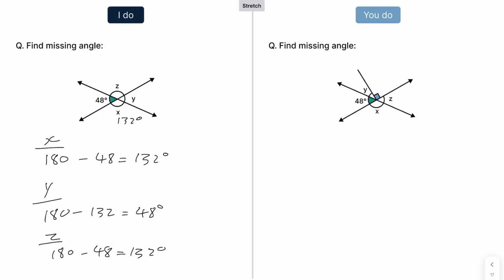Okay, so now hopefully you've pressed pause and had a go at the example on the right. So again, you want to start with looking at the straight lines, and you can just imagine that straight line there adds up to 180. There's a straight line there that adds up to 180. Now the problem with this side is I don't really know what X is. I don't know what X is, and I don't know what Y is, so I can't really use that.